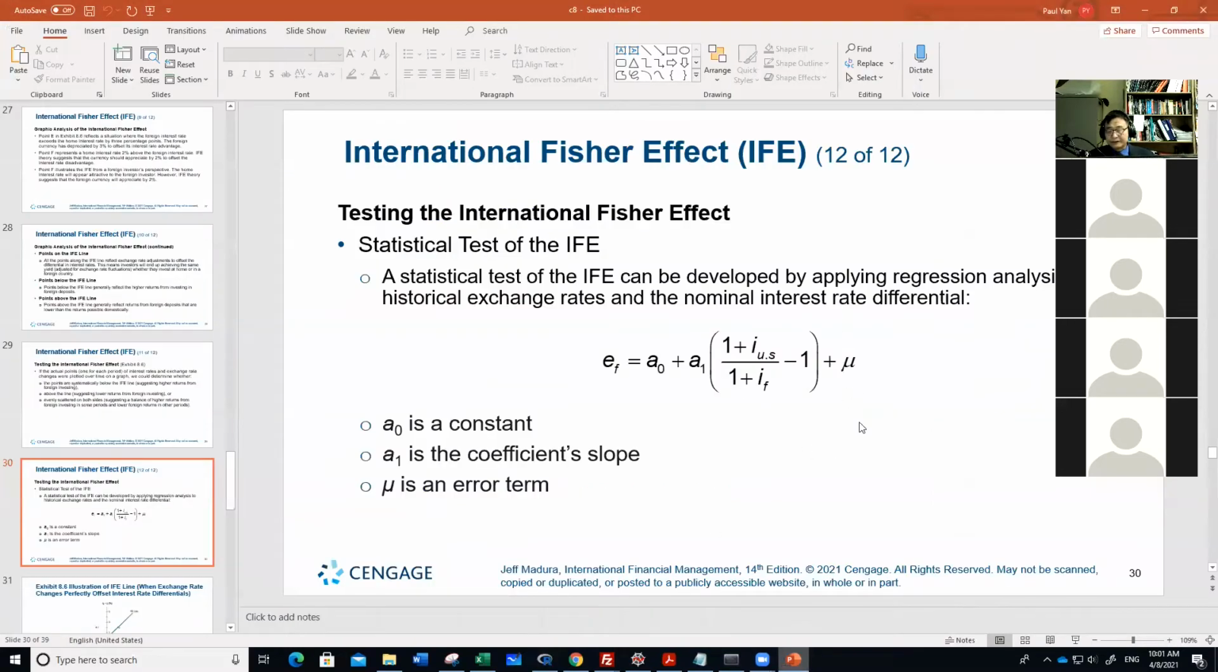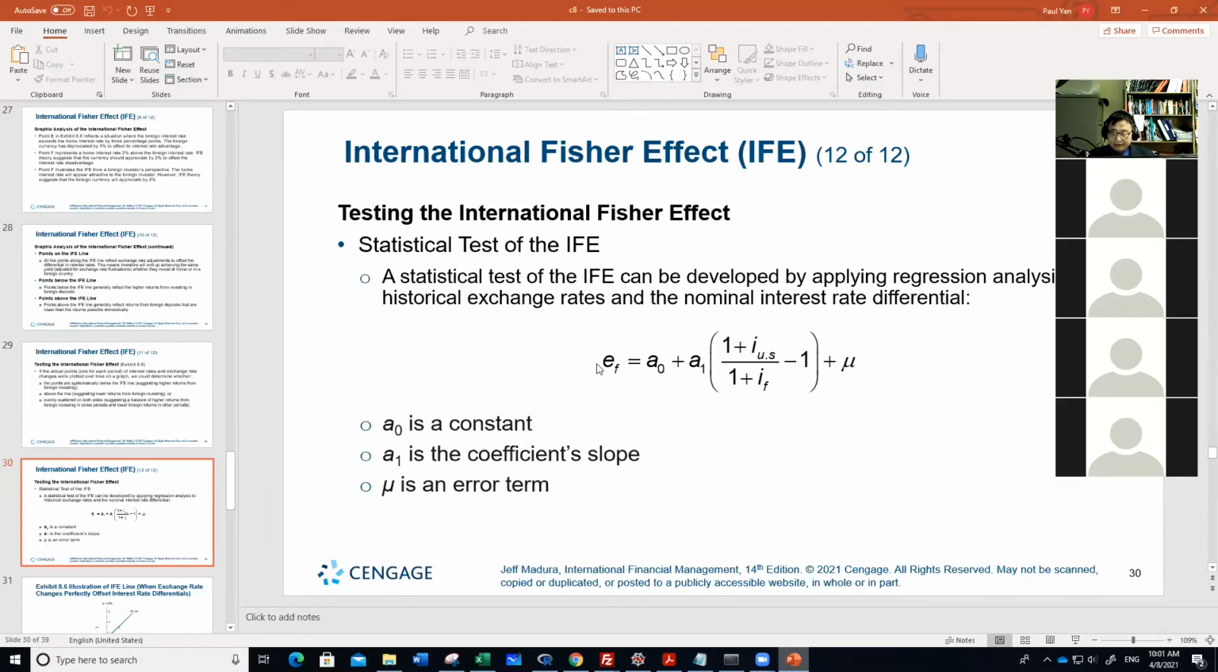So this is from this slide, chapter 8, testing of the international Fisher effect. So this is EF, the change in exchange rate, where F is foreign currency. The basic idea is this is the change in the direct quotation of the foreign exchange rate. The left-hand side is the change in the foreign exchange rate, direct quoted.